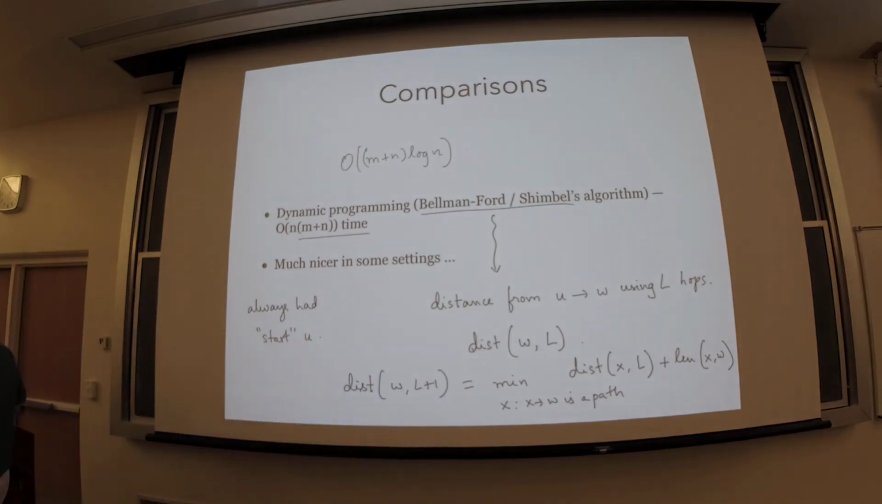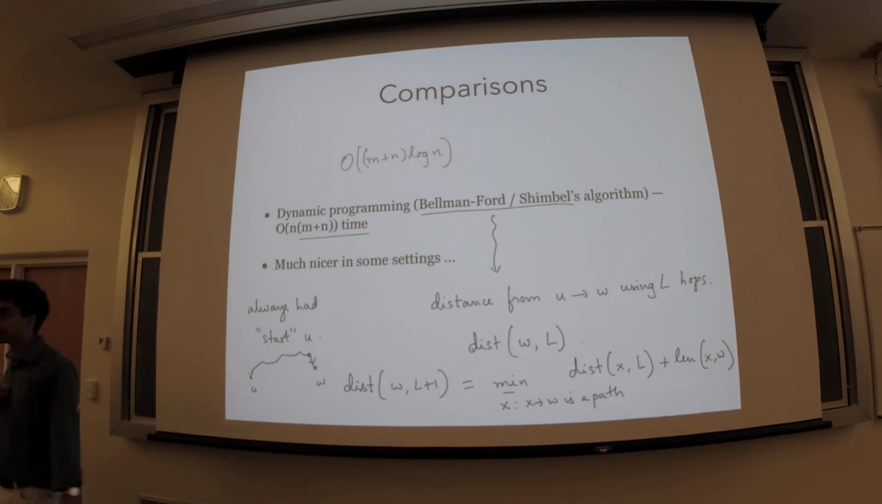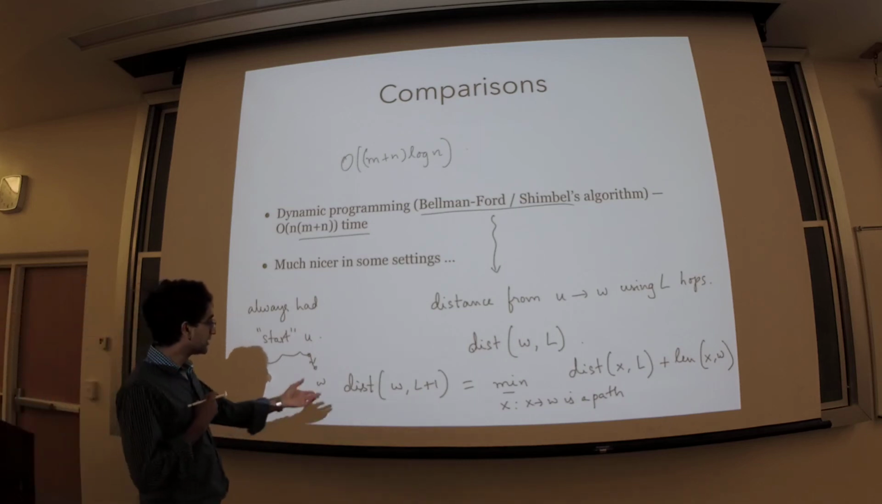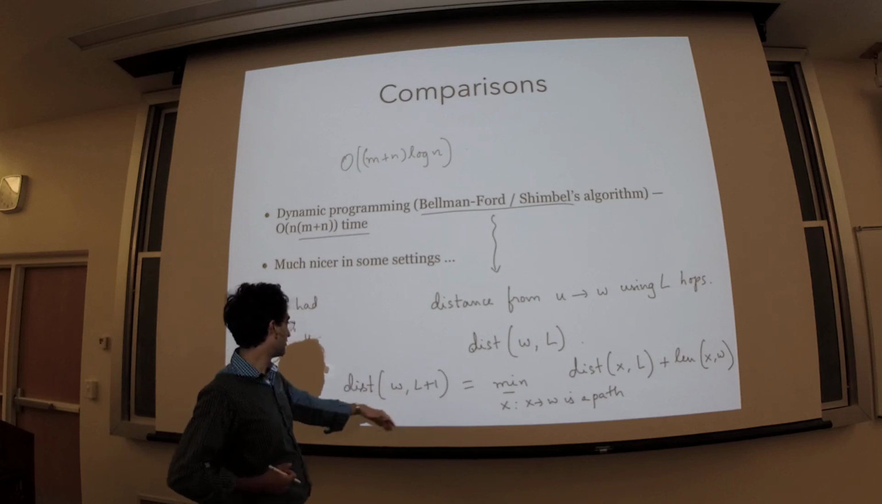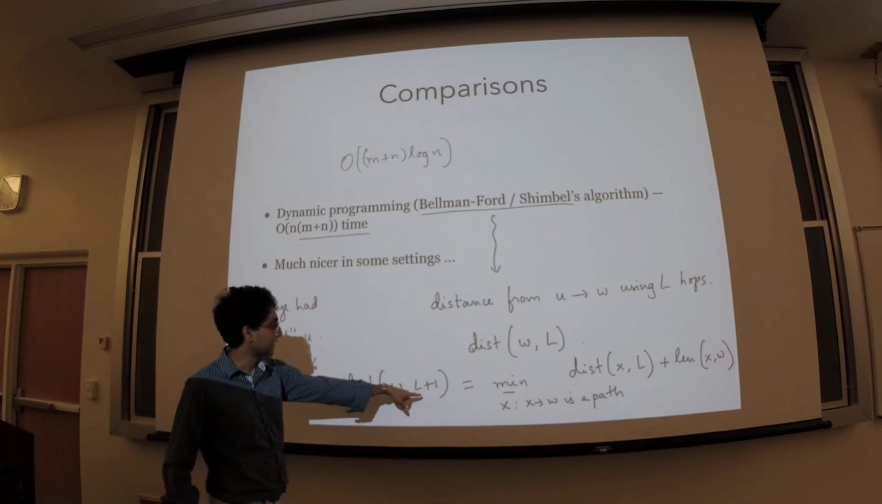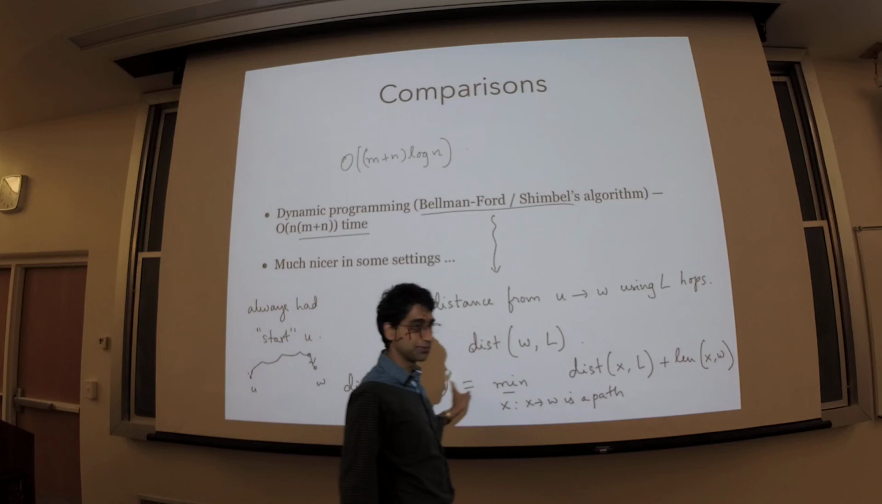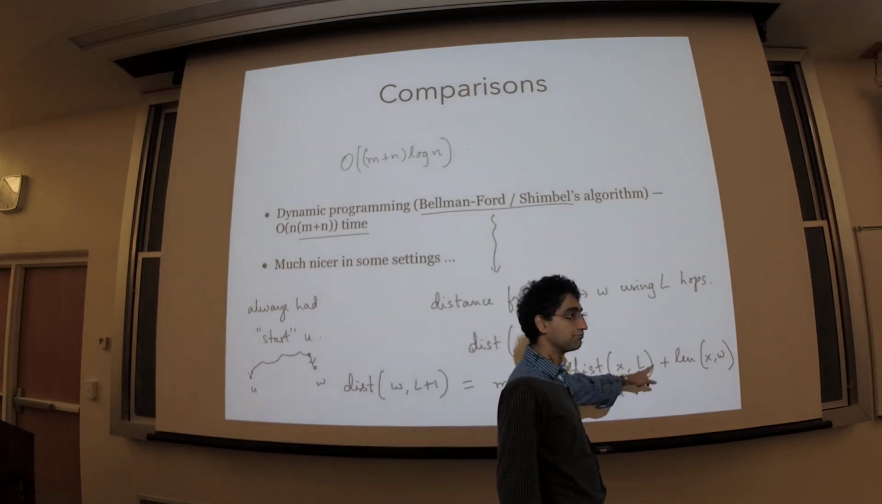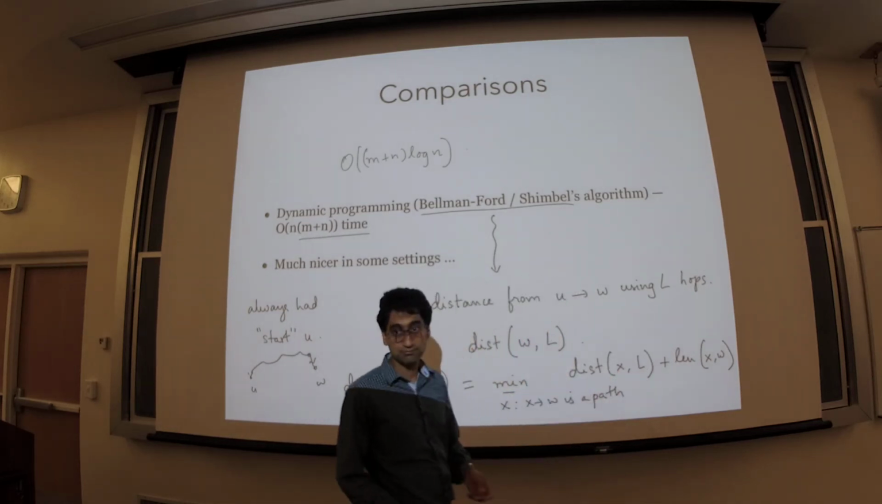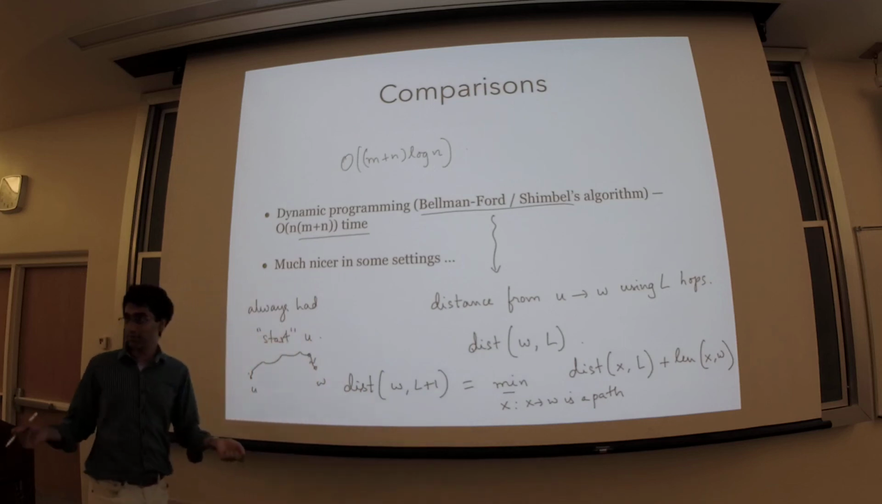So if you want to go from u to w using 6 hops, you go from u to x using some 5 hops, you take 1 edge, and you look at the min over all of them. One thing you should observe is that when I'm trying to fill out this array for L plus 1, I only look up the values in the array for L. That's the way I'm doing this update.